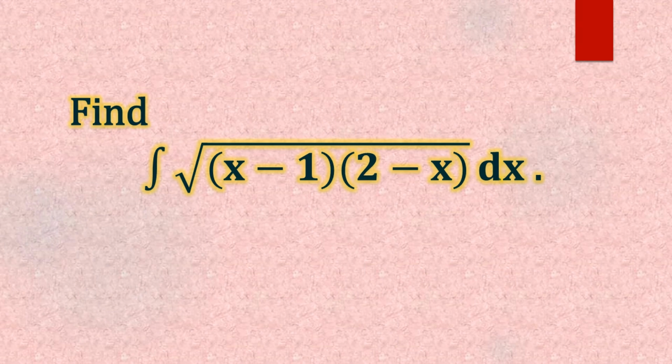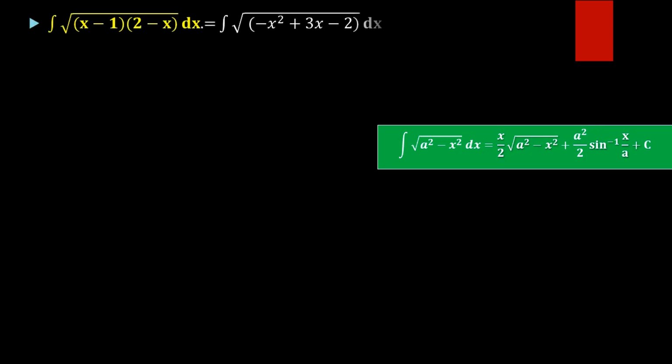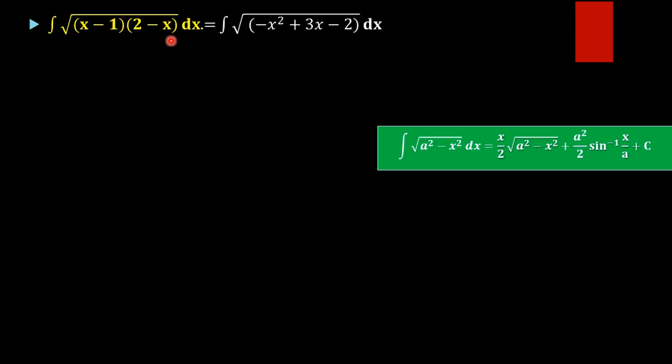Find the integral of square root of (x minus 1) into (2 minus x) dx. So here we have to find the value of the integral of square root of (x minus 1) into (2 minus x) dx. As the first step, we are going to expand this term, that is (x minus 1) into (2 minus x).